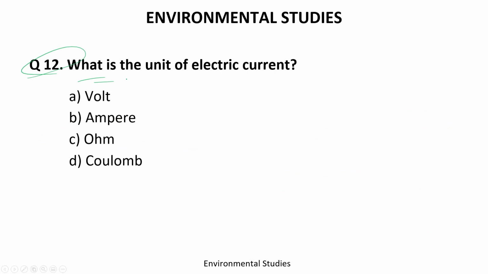12th question we have. Unit of the electric current: volt, ampere, ohm, coulomb. You have 15 seconds to think and answer. Okay. Your time starts now. Correct answer is B.